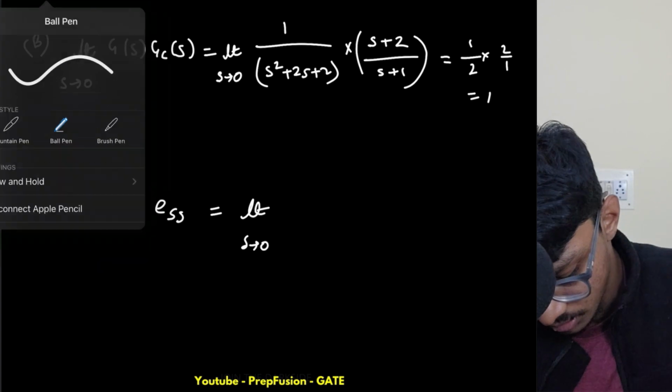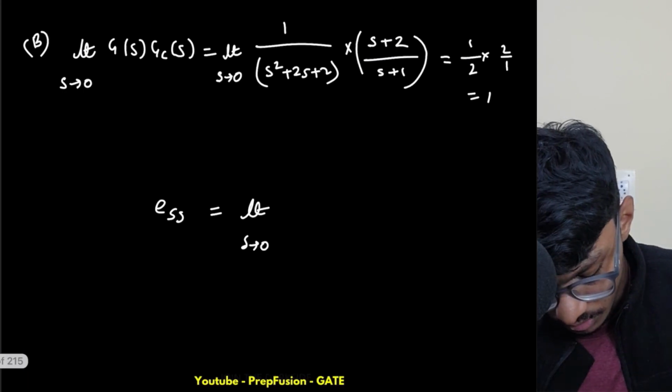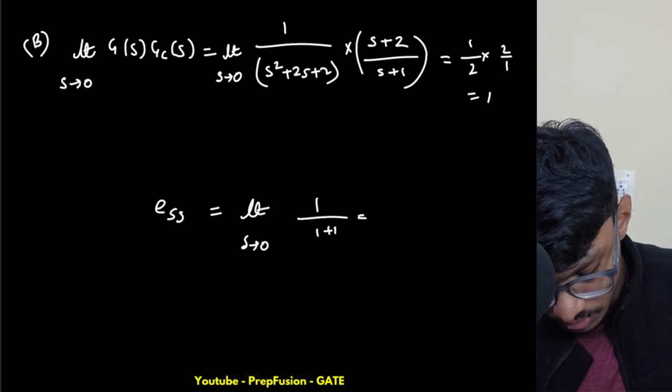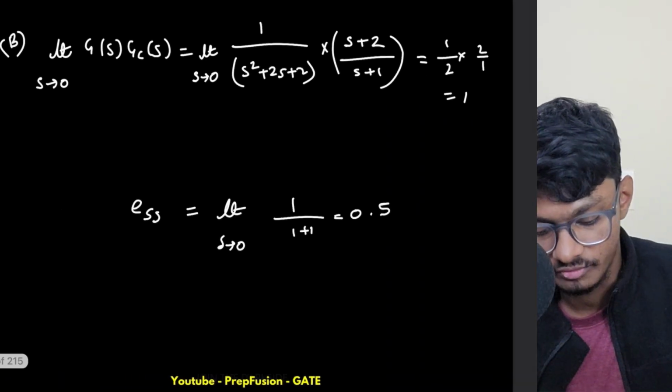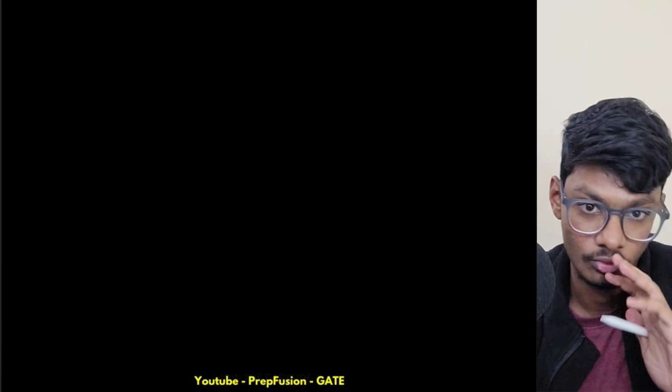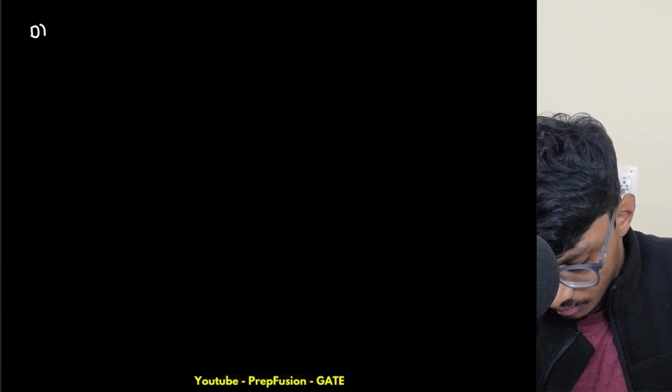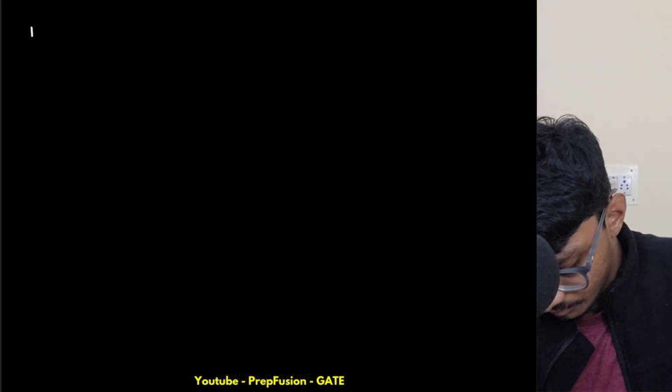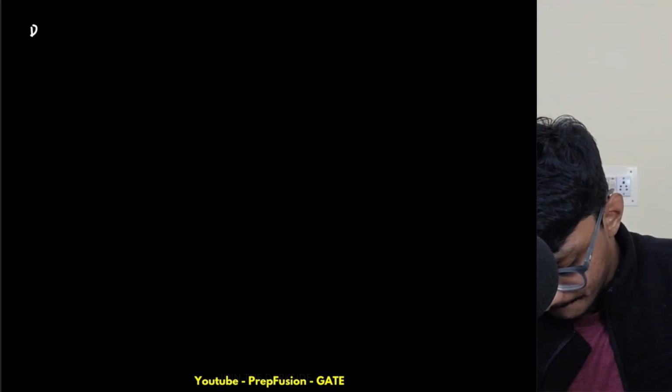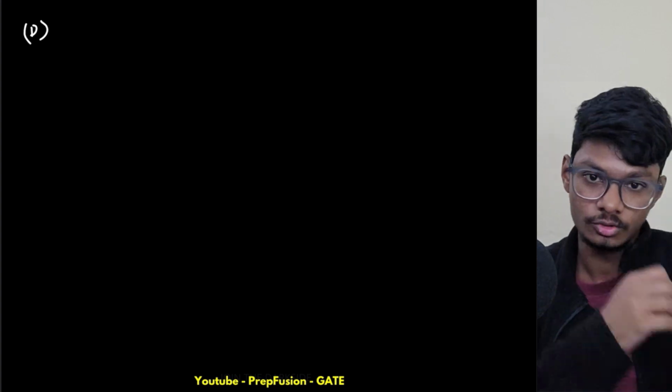So this is 1, so my steady state will be 1 upon 1 plus 1 equals 0.5. Okay, for the b option. Now obviously for the d option, the type has increased, so obviously it will make it totally 0.